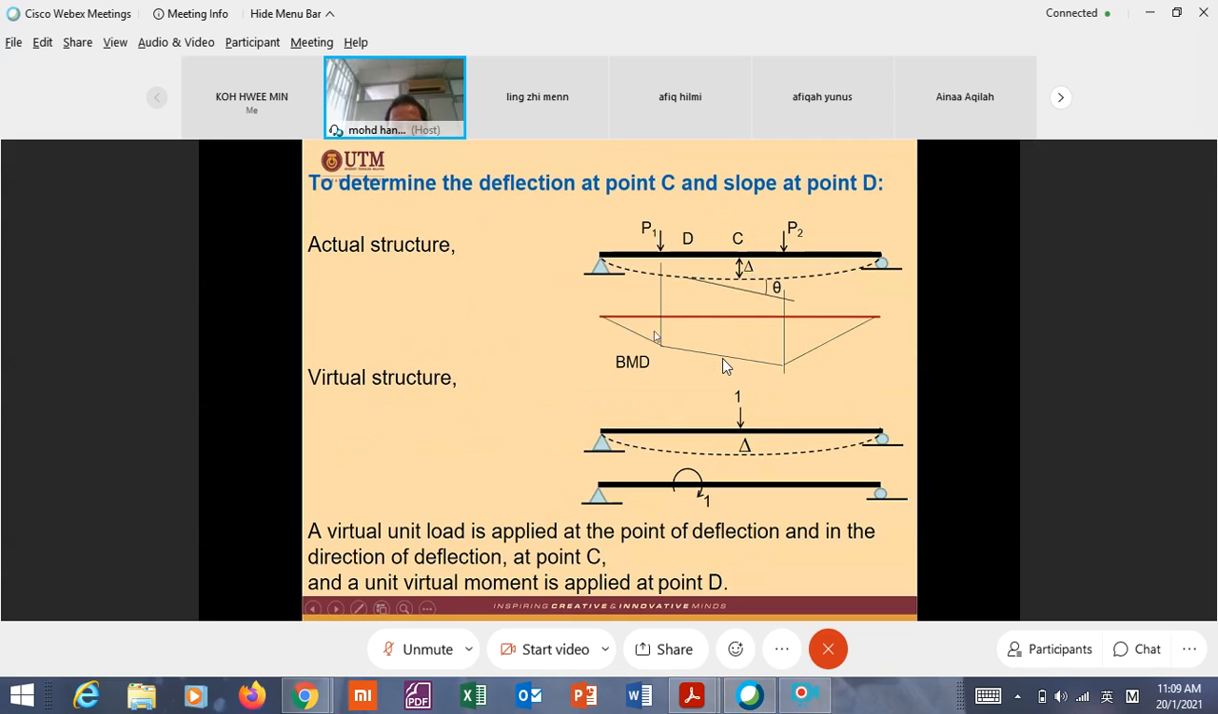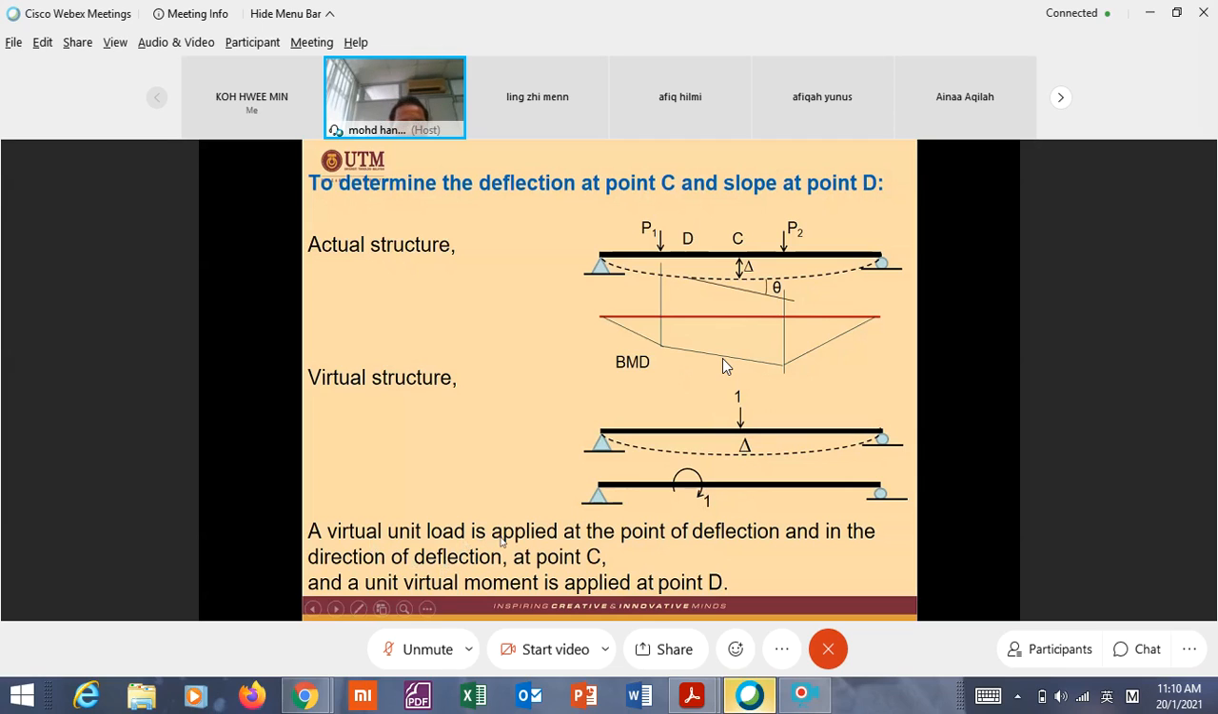Now, because we want to know the deflection and slope, we use two types of loading. One is a vertical unit load for the deflection at point C. The other is a unit moment at point D, because the question asks for the slope at point D.